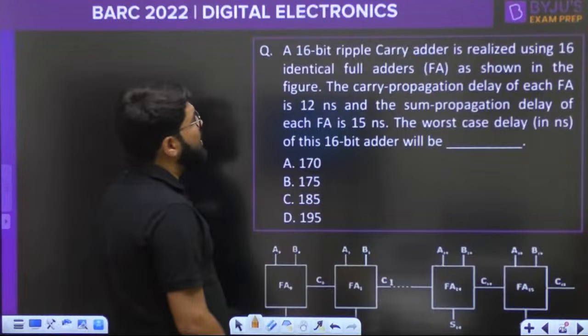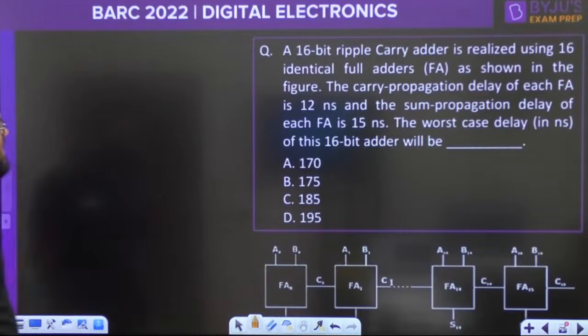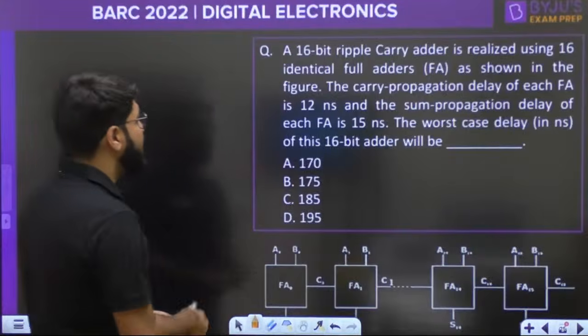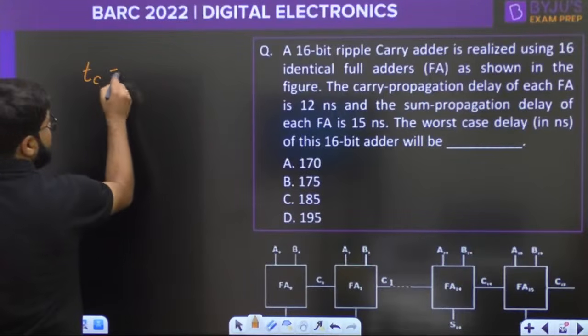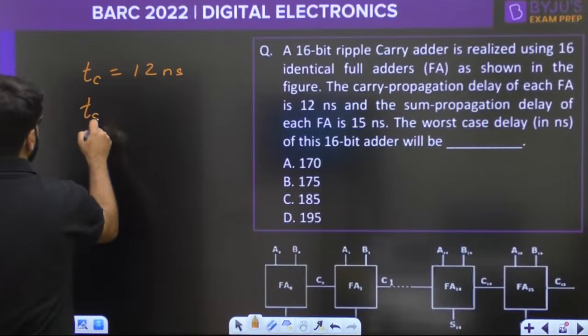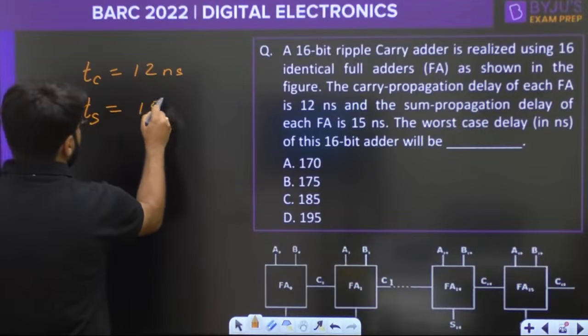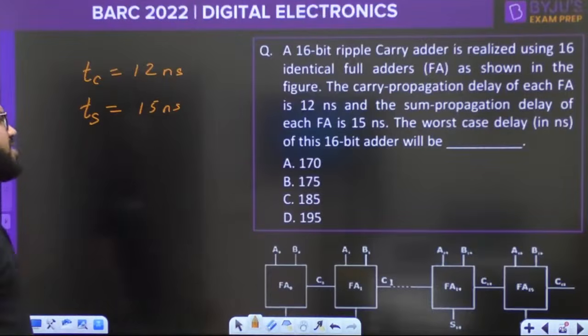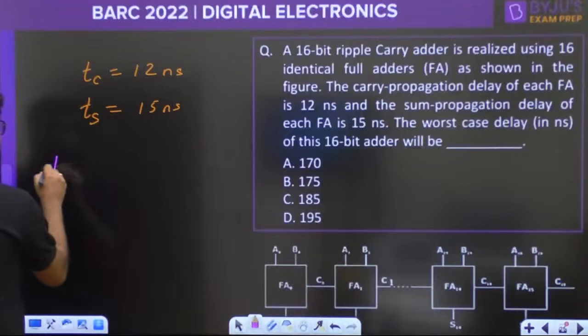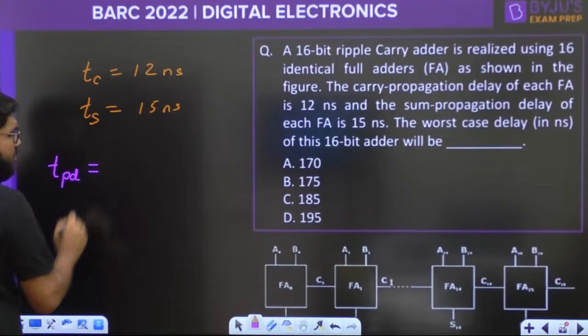A 16-bit ripple carry adder is realized using 16 identical full adders as shown in the figure. The carry propagation delay TC is given as 12 nanoseconds, and the sum propagation delay TS is given as 15 nanoseconds for each full adder. What is the worst case delay of this 16-bit adder? Guys, what is the formula for propagation delay of the ripple adder?